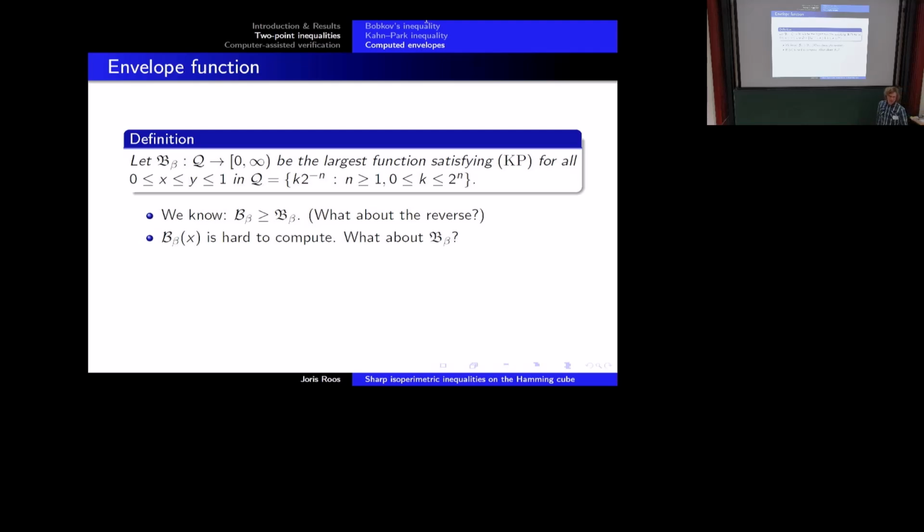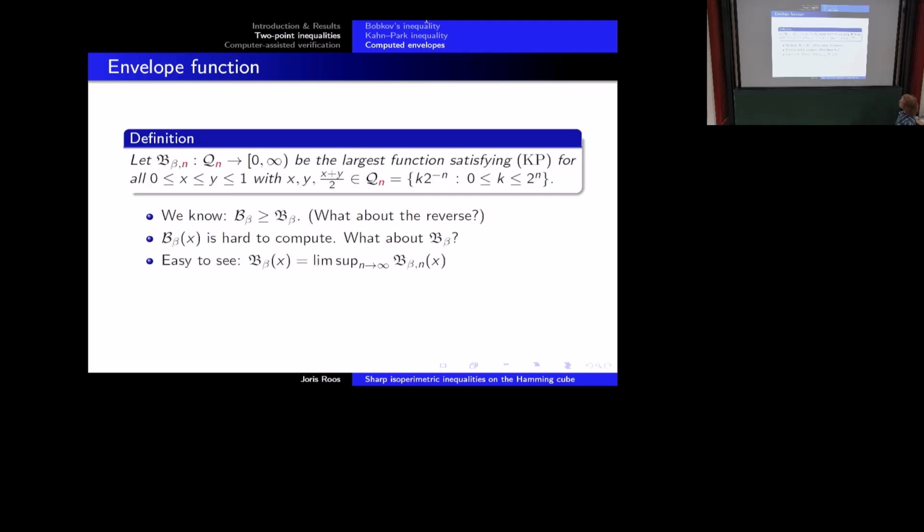By brute force. And it is hard to cut this down significantly. What about this envelope function? It's much easier to compute, actually. You can almost save a whole exponential. So how to compute this?